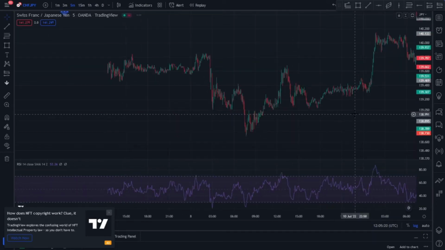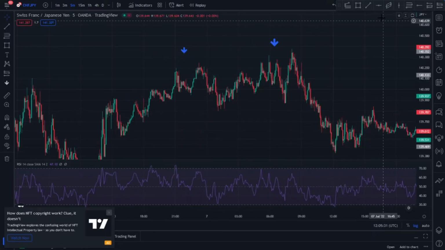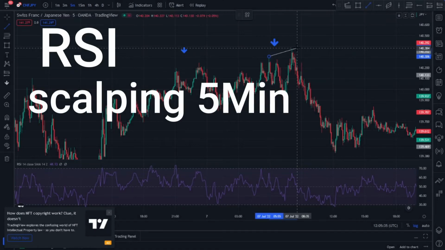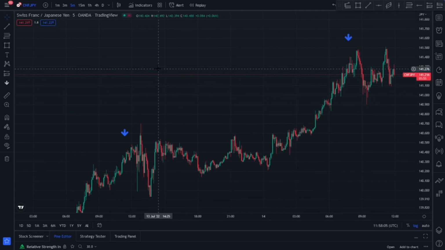Today I prepared a unique and simple strategy for you. Our strategy is related to the RSI indicator and the trading time frame is 5 minutes. Of course you can use all the time frames, but our work style is scalping and 5 minutes is suitable.